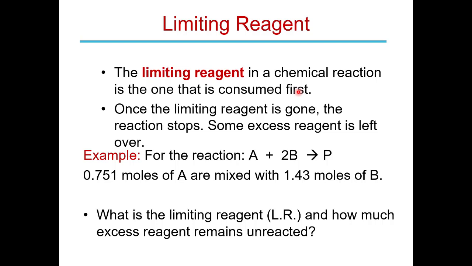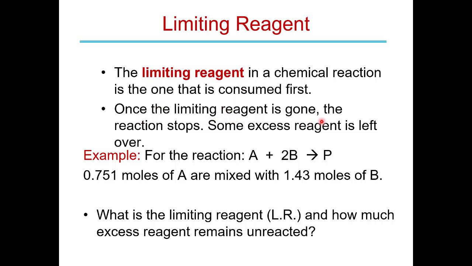So the analogy that is often used here is imagine that you're making sandwiches following a certain recipe. So you need 2 slices of bread, you need 1 slice of cheese, and 2 slices of meat. So depending on how much bread, cheese, and meat you have, you may have to stop making sandwiches because you've run out of ingredients. So one of those ingredients may run out first. So that's an example of a limiting reagent analogy.